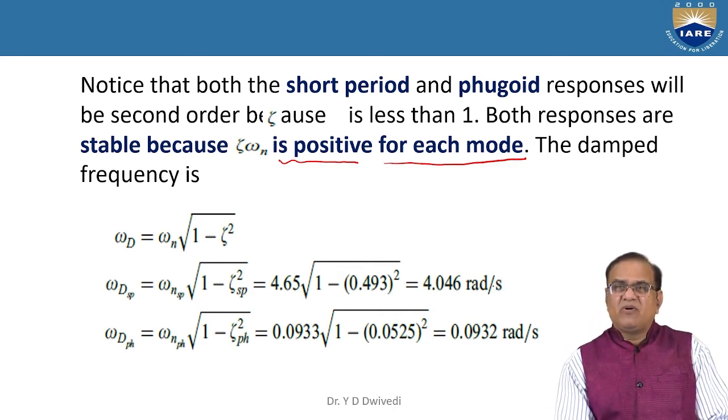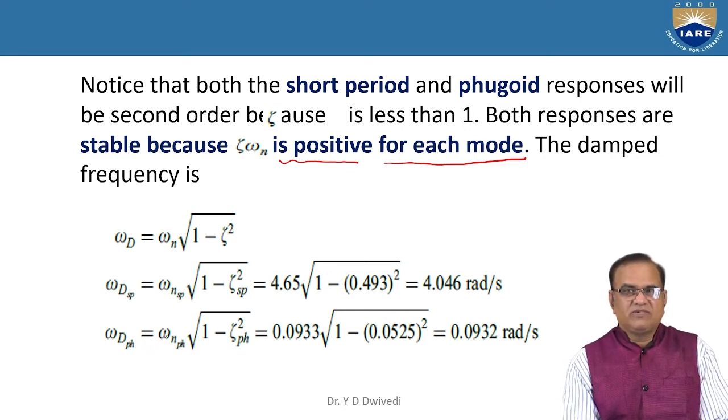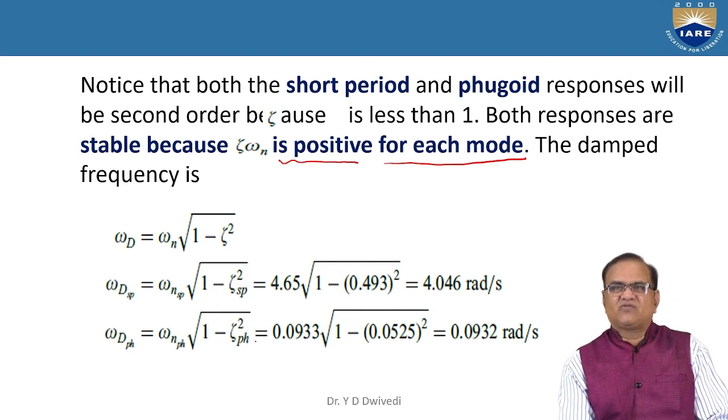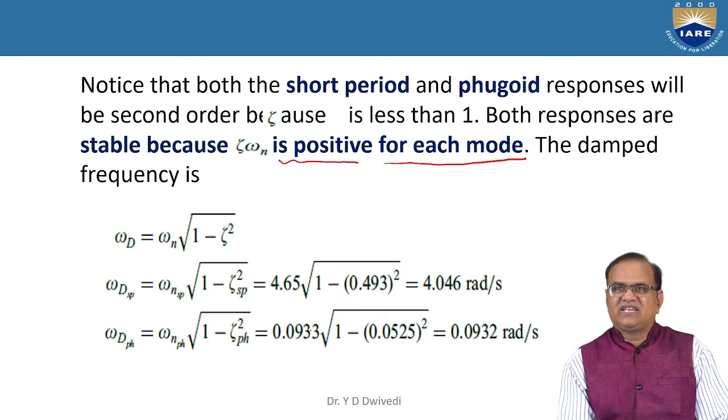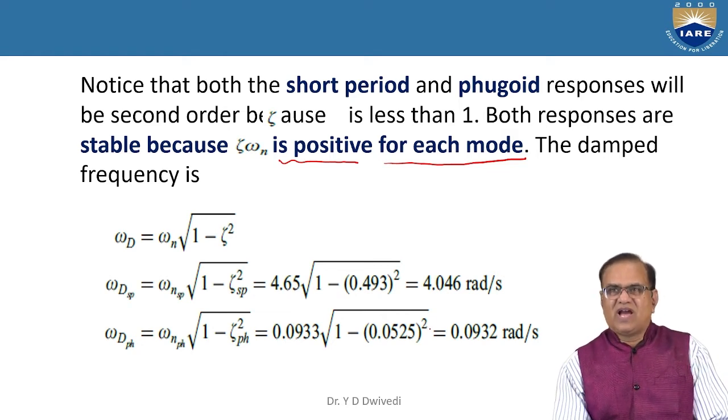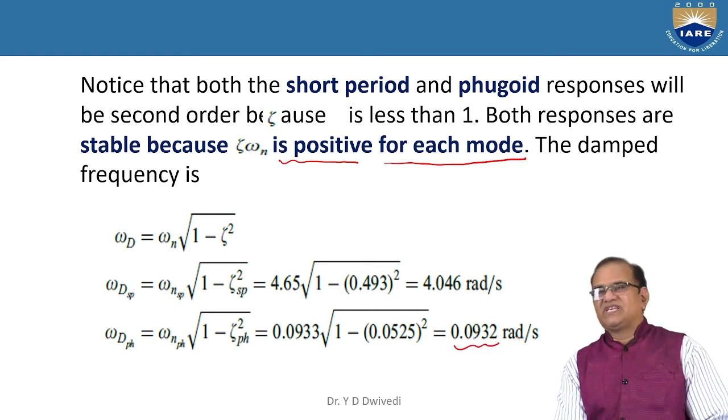If you see about the phugoid mode or long term, omega d phugoid is omega n phugoid under root 1 minus zeta square phugoid. We have received 0.0933 under root 1 minus 0.052 square, and this we have got as 0.0932 radian per second.